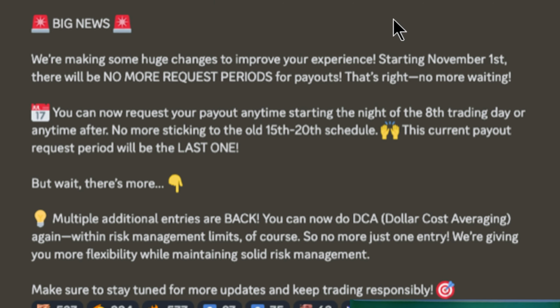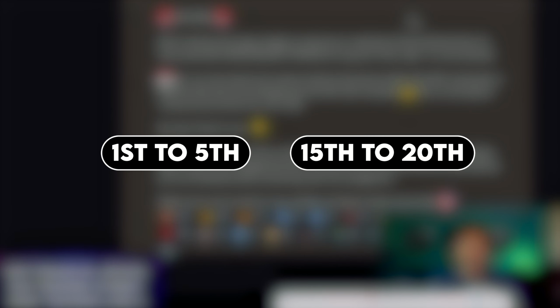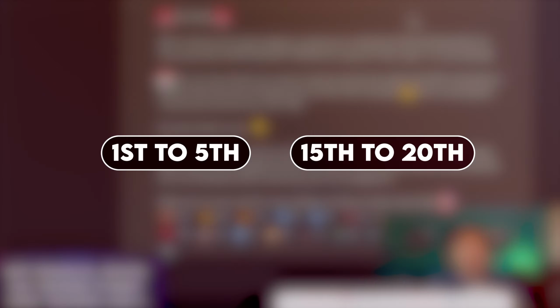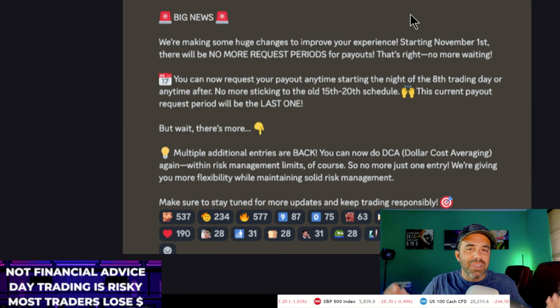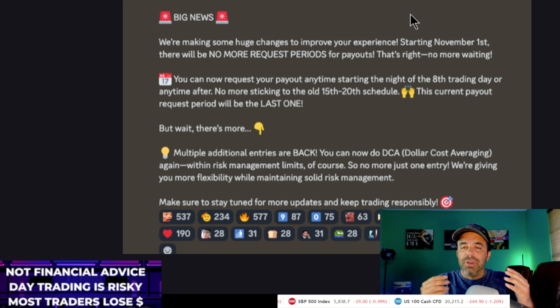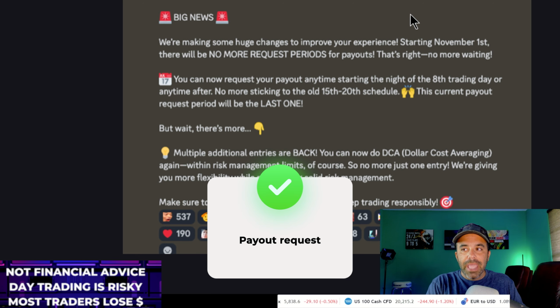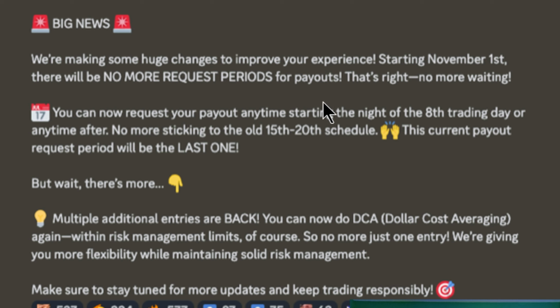So if you remember, the 1st through the 5th and the 15th through the 20th are the times available where we can request payouts. I usually didn't mind that. Felt like a bi-weekly paycheck, cool beans to me, no problem. But now that's going to go away. That means you're going to be able to request your payout anytime throughout the month, any day, it doesn't matter. So as long as you've traded for 8 days, you can now request your payouts anytime starting the night of the 8th trading day or anytime after. No more sticking to the old 15th through 20th schedule. High five with that.